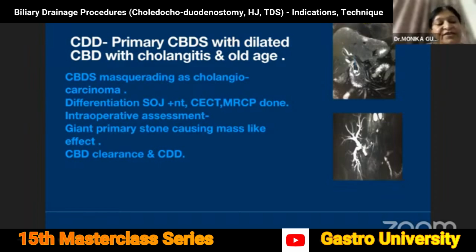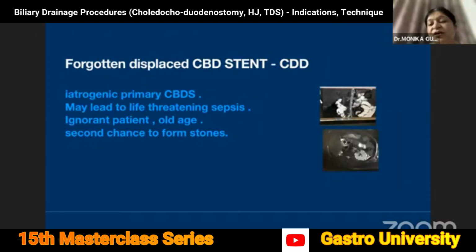So intraoperative assessment is important, and CBD clearance should be done. Forgotten displaced stent: one more picture I am showing. This is a stent which got displaced in the duodenum, posteriorly inside the pancreas. We removed the stent, and choledocho-duodenostomy was done after clearance of the CBD.